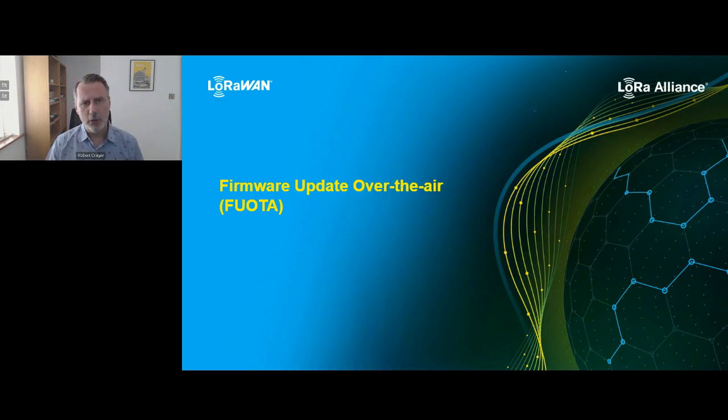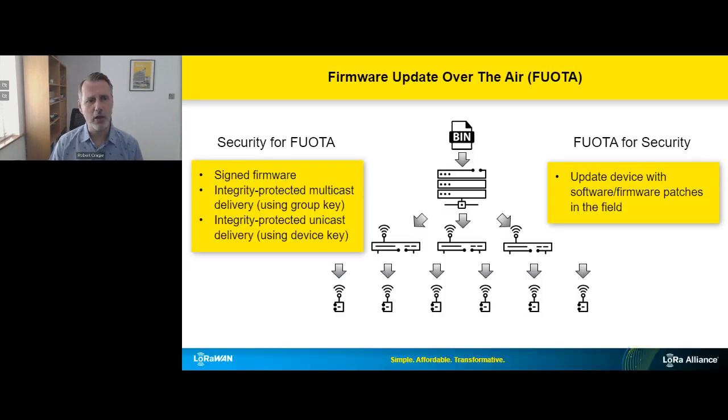So now I'd like to just talk about firmware update over the air. This is one of the portfolio of specifications of LoRaWAN that the LoRa Alliance has, and this can be summed up by this diagram here. So essentially this allows the transfer of a binary image, typically a firmware image, through a LoRaWAN system to end devices, and that can be multiple end devices at the same time using multicast, or to an individual end device.